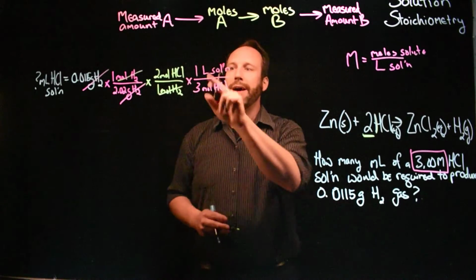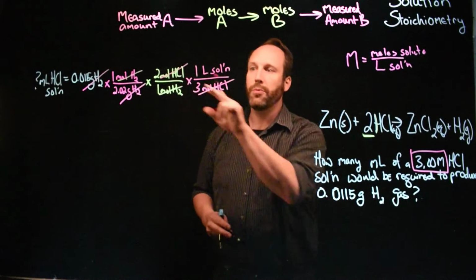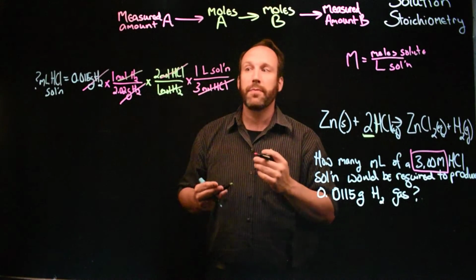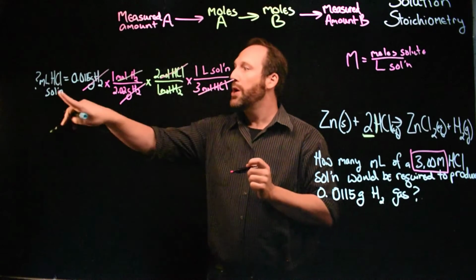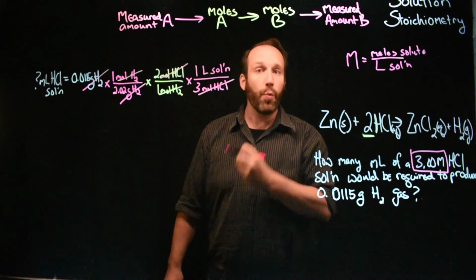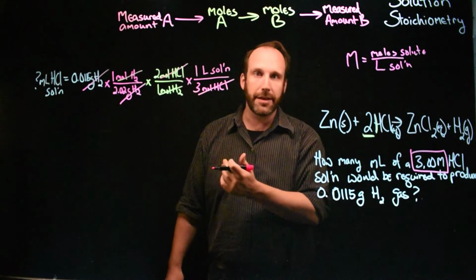Okay. So now moles of HCl and moles of HCl cancel, numerator and denominator. And so now the unit that I'm in is liters. Well, we're so close, right? Because we're asked for milliliters of HCl solution. So we just need to do one more step. We need to convert liters of solution into milliliters of solution.